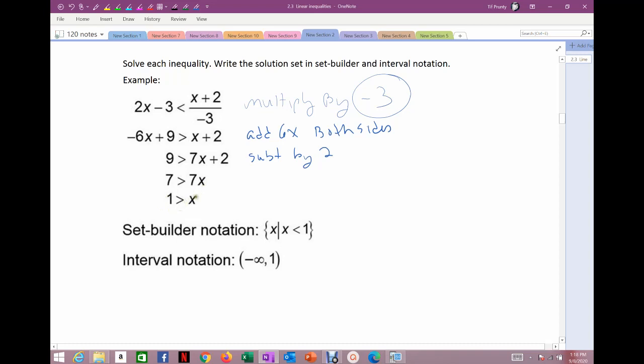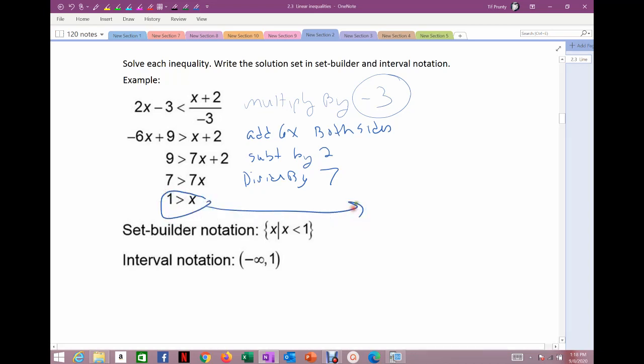And so now I've got 7 greater than 7x. The last thing is you divide by 7. Since 7 is a positive number, we leave the sign the same, right? We don't flip it here, so it stays. And so we get x is less than 1, or again, the way it's written, 1 is greater than x.